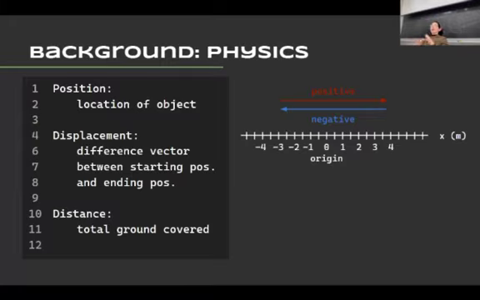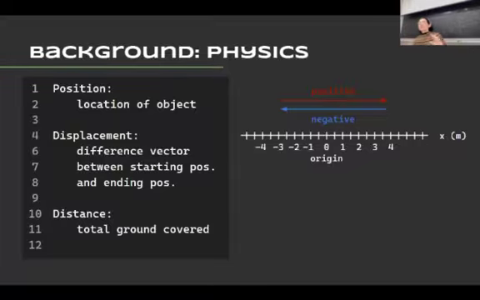So, a couple little background things on physics. The position is going to be the location of an object. That one is pretty standard. Displacement is going to be the difference vector between a starting position and an ending position. So a vector is defined as something that has a magnitude and a direction.